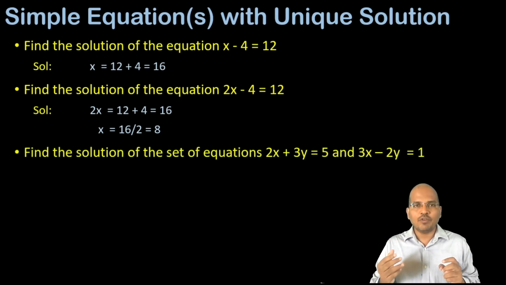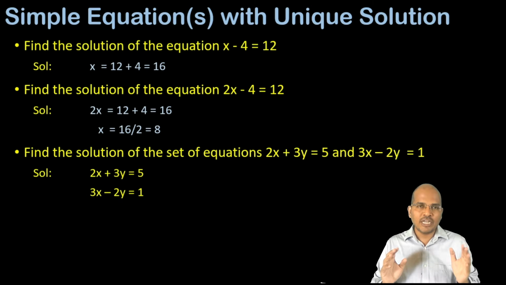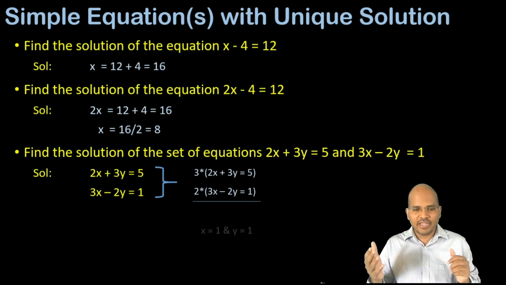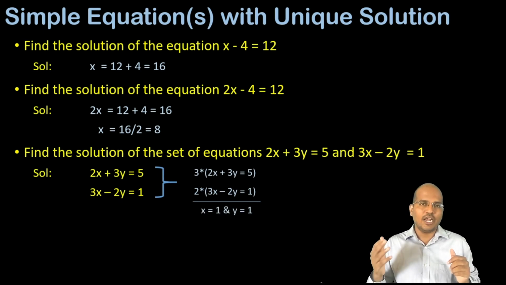Similarly, when you have two equations with two variables given, like 2x plus 3y is 5 and 3x minus 2y is 1, as you got two equations with two variables, we have many methods of solving them. One method is eliminating the variables. You got the coefficient of x as 2 and the coefficient of x as 3. So we multiply by 3 in the first equation and by 2 in the second equation and solve it to get the value of x and y as x is 1 and y is 1.